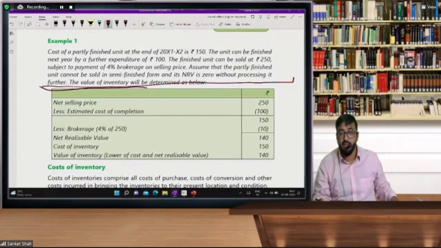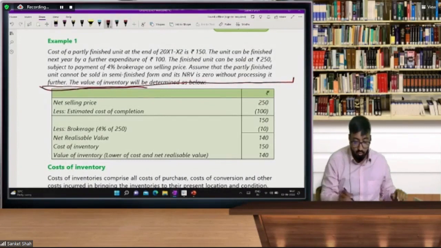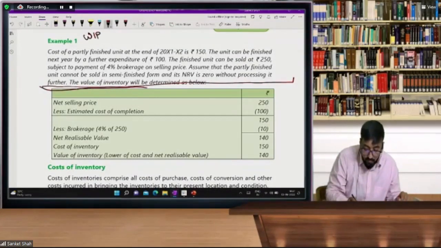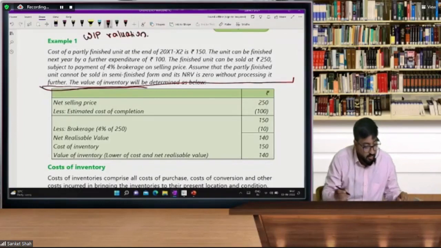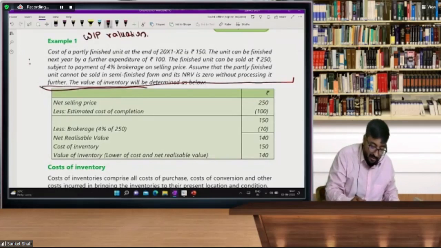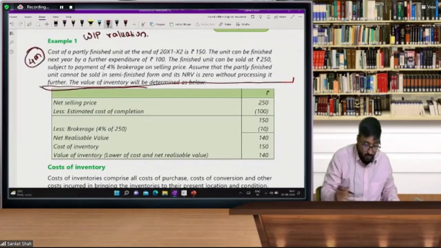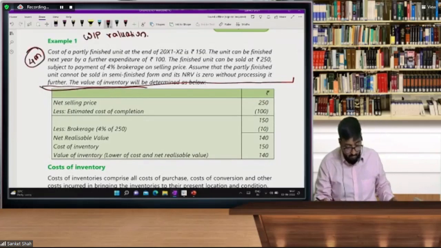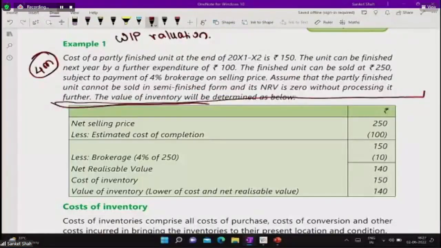Then I will tell you exactly the concept of WIP valuation. So example number 1 is WIP valuation. You can write it over there. I will give you the index part. It is a 4 marks question. Please answer it fast.